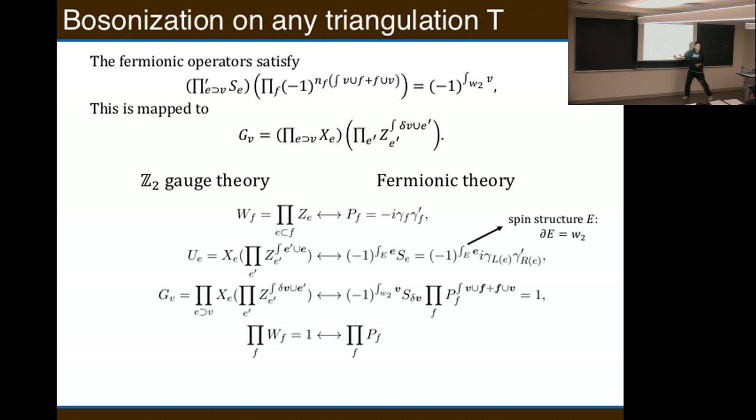Is that a problem? It's still consistent, but on the bosonic side it becomes a bit more awkward. In higher dimensions, you can actually have an inconsistency, right? You can have a lattice which does not admit spin structures at all, and then it will be a problem. In 2 plus 1D, it's fine.